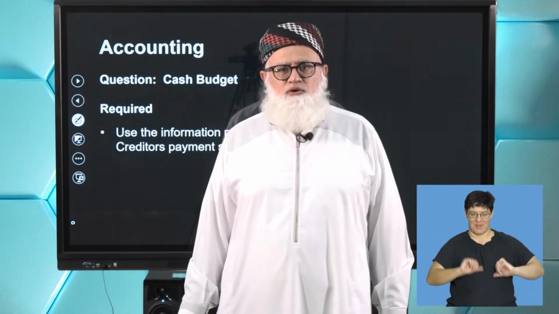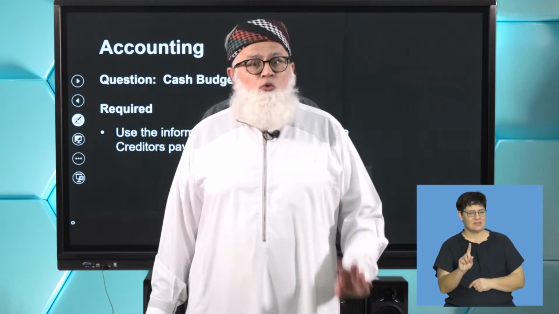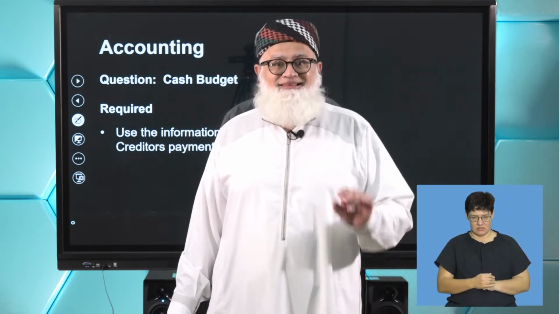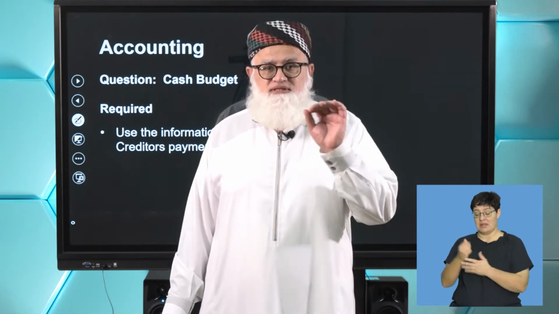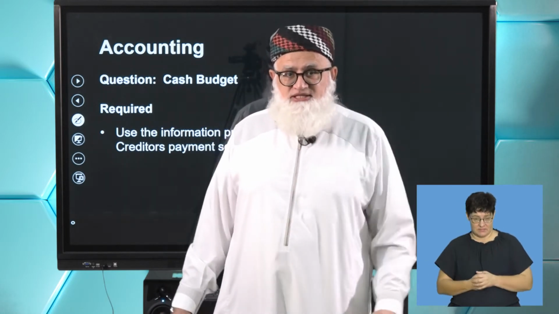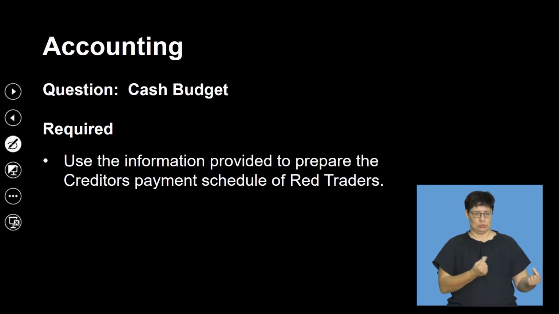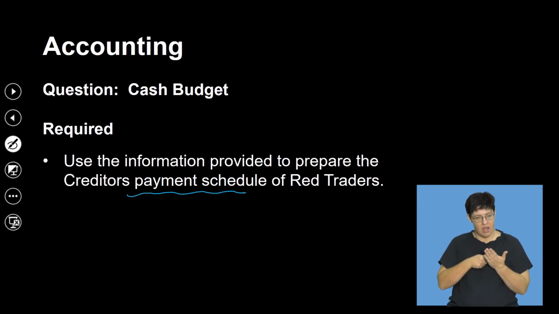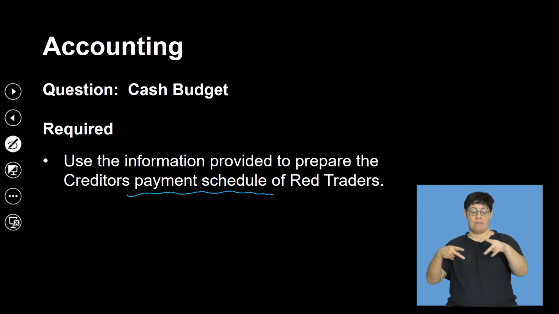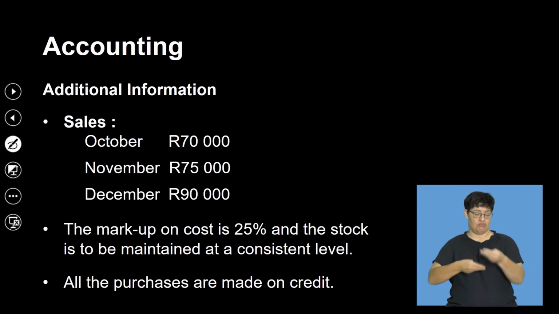Welcome back, accounting boffins. Right? We're busy with cash budgets. Which component of the cash budget? The creditors payment schedule. Right. Let's get into this question so that we understand exactly what we are doing. We have to use the information to prepare the creditors payment schedule of Red Traders. And what information do we have?